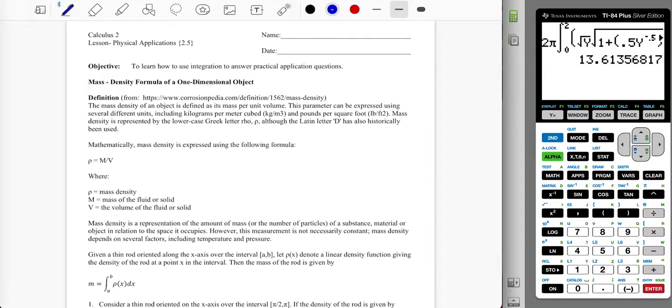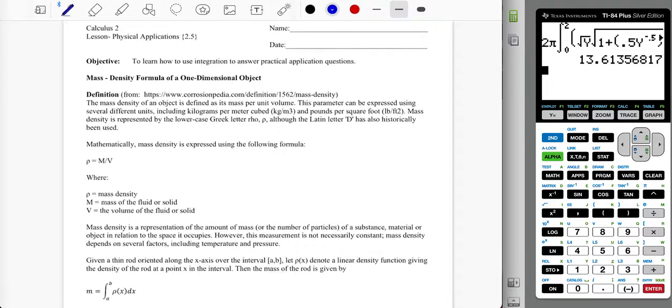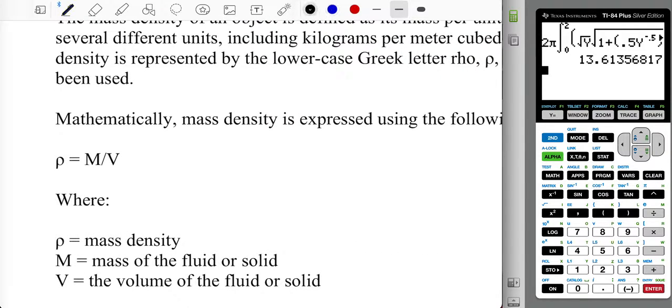Mass density is represented by the lowercase Greek letter rho, although the Latin letter d has historically been used as well. We're going to use rho. All right. So we have this formula where rho is equal to mass divided by volume. But if I wanted to solve for mass, so we have rho is equal to mass divided by volume. If I solve for mass, put the rho over 1, I would get mass equal to rho times volume.